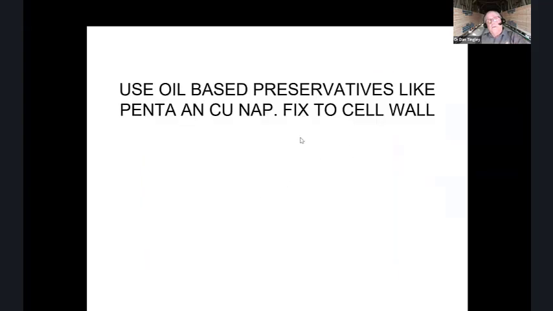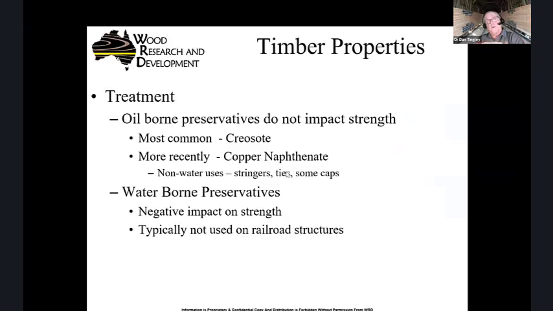The other way we do this is we can use oil-based preservatives like penta and copper naphthenate to fix against cell walls, and we can treat them after machining because they're oil-based. They don't swell the wood up. And these oil-based treatments are what's recommended and used. AREMA, for example, the American Railway, they don't allow you to use water-based preservatives because they don't want the water preservatives to leach back out, and they want you to be able to machine prior to treatment.